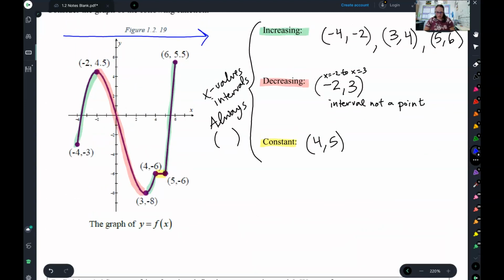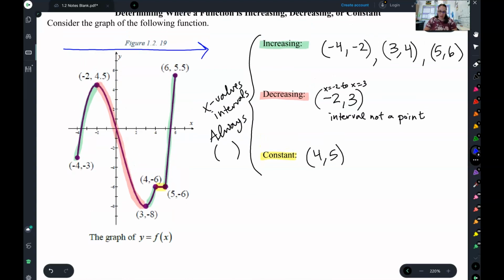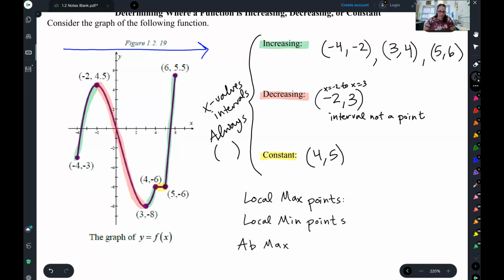So let's go back to this graph here and find our local max, local min, and actually we're going to do these ones as points. And then our absolute max value. Value is saying we don't want the whole point. We just want the y value. And the absolute minimum y value. It's absolute min value.